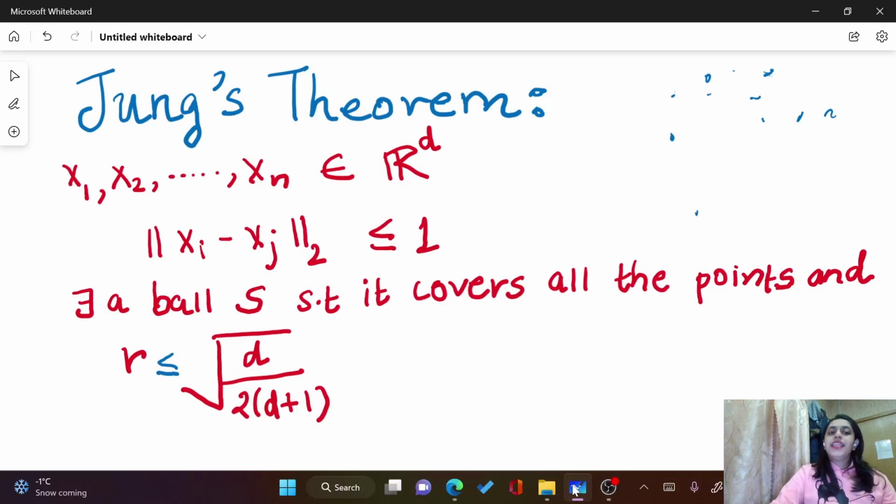So we have been given x1, x2, ..., xn, which belong to real space of dimension d, such that the distance between any 2 points, the Euclidean metric, is less than or equal to 1. We need to show that there exists a closed ball S that covers all these points and is a minimum one, and the distance between the origin and the boundary, so the radius, has this upper bound.